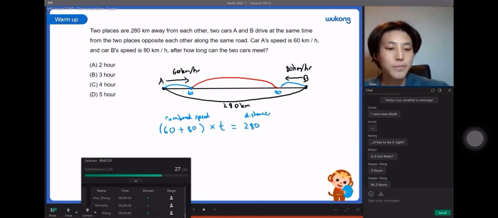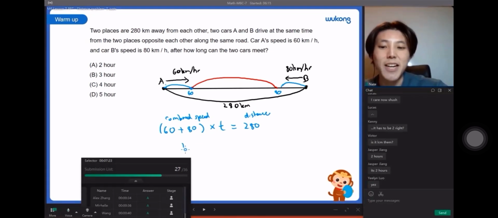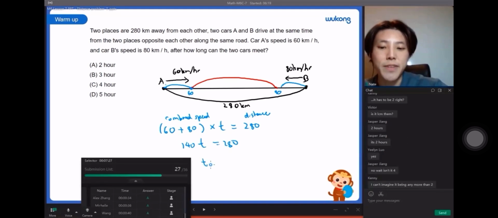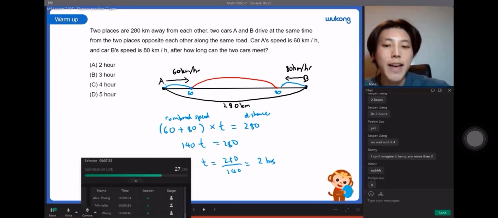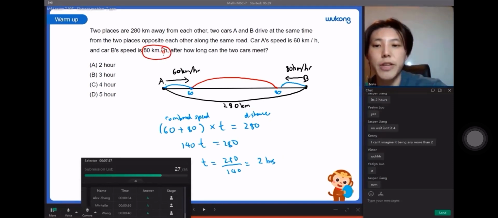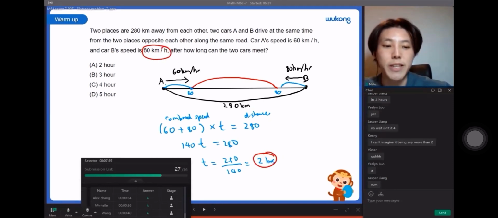Yes, it'll be 140 t equals 280, and t will be 280 divided by 140, and that's going to equal 2 hours. And guys, just be careful with the units. You always have to look at the unit when you are dealing with this question. Yep, so it's going to be A.